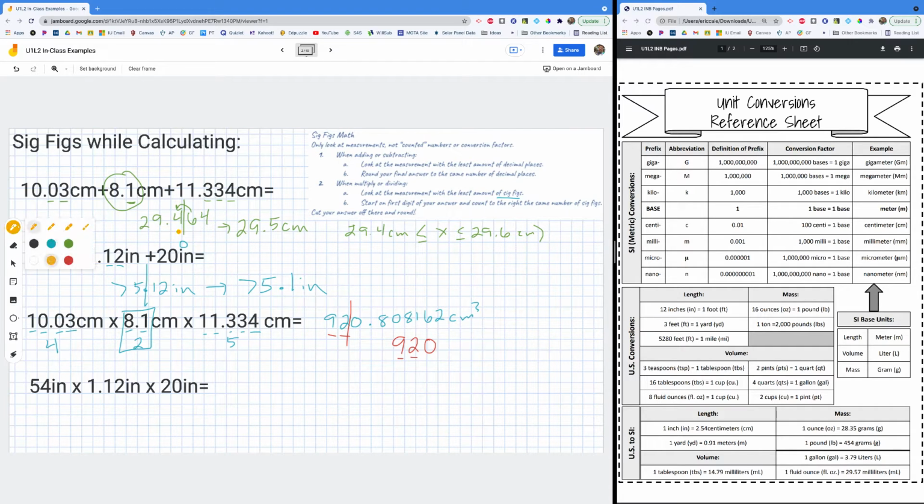If for some reason, let's say this was 8.10 instead, we would have 1, 2, 3 significant figures because trailing zeros after a decimal are significant. So instead of rounding there, we would have rounded here. We'd call it 1, 2, 3 digits over, and we round it. This would end up being 921 centimeters cubed.